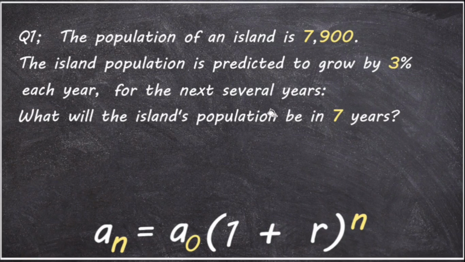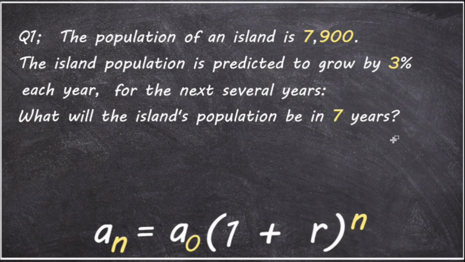Anywhere that says n in the equation, we plug in the number of years. A sub 0 is the initial population, and R, which stands for ratio, is the amount of growth that occurs within each period. So that's 3%. A sub n is the result you get from plugging in all the values, and that will be the size of the population after 7 years.